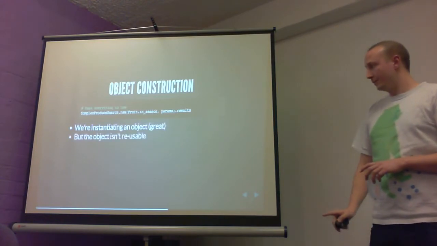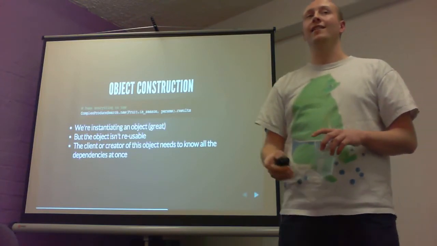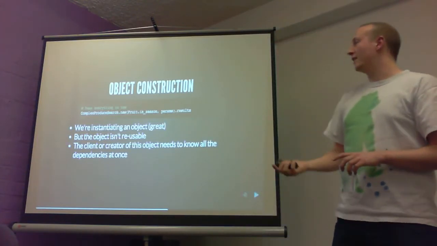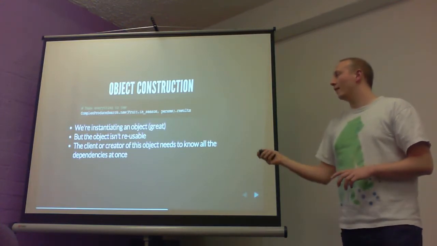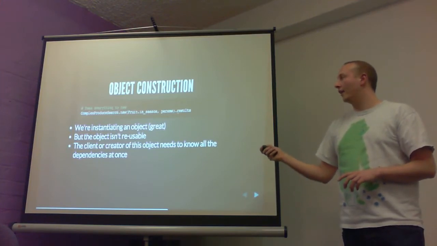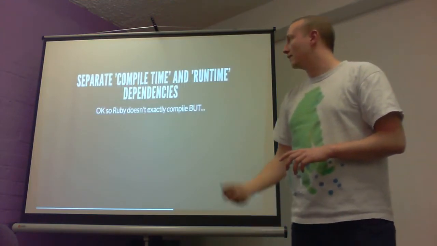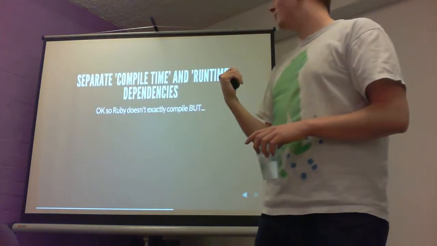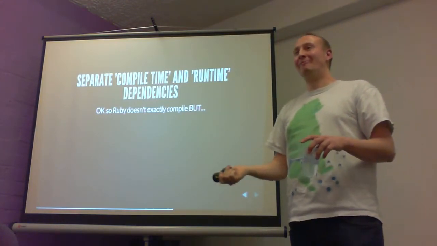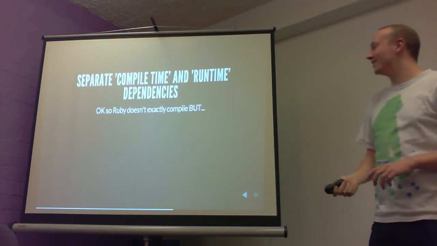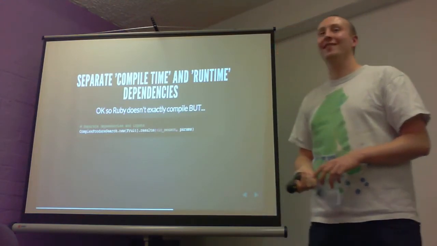And the other problem I have with it is that the client, or the creator of this object, when it's instantiated, needs to know everything at once. So you need to know about the fruits that are in season, which is kind of a compile time thing, and the parameters, which doesn't happen until much later when the user input arrives. So this is what we have to do: separate compile time and runtime dependencies. Ruby doesn't compile, but can we say load time? Something like that? I don't know. But I think we all know what I mean by compile, so I'm going to stick with that terminology.